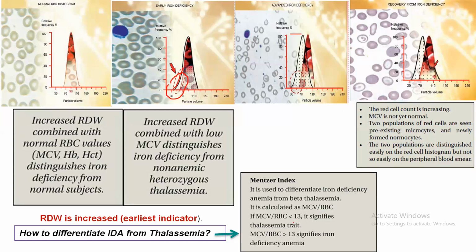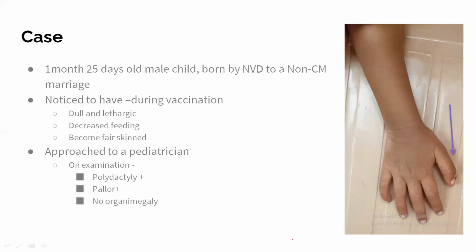So if you calculate the MCV by RBC count ratio, if it is coming less than 13, probably we are looking at the thalassemia trait or heterozygous thalassemia. If it is more than 13, we are probably dealing with iron deficiency anemia. So you need not even do the ferritin value, based upon the simple minor calculations. Probably you are going to reduce the cost to the patient and also treat the patients effectively.